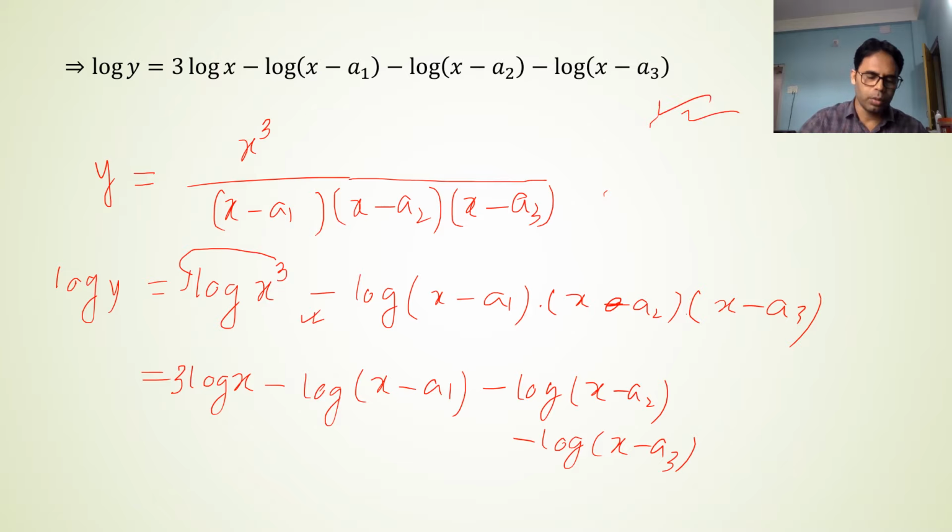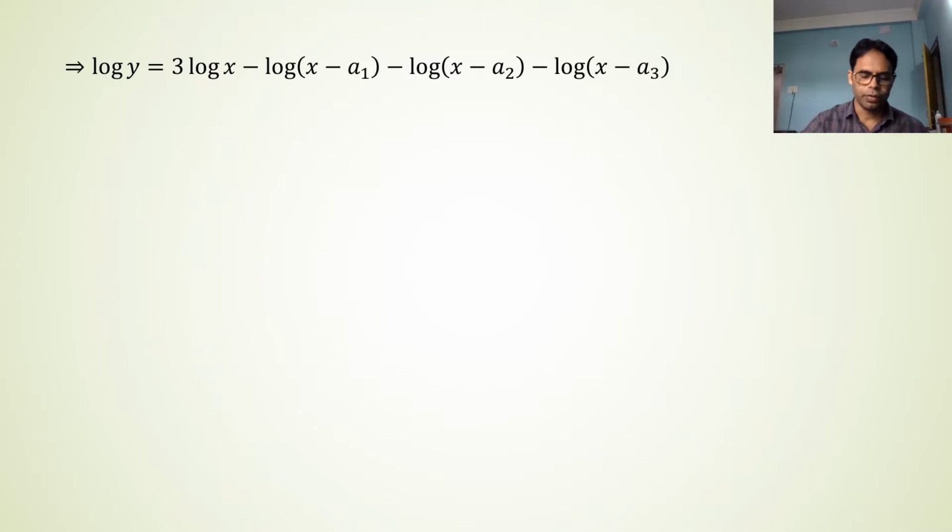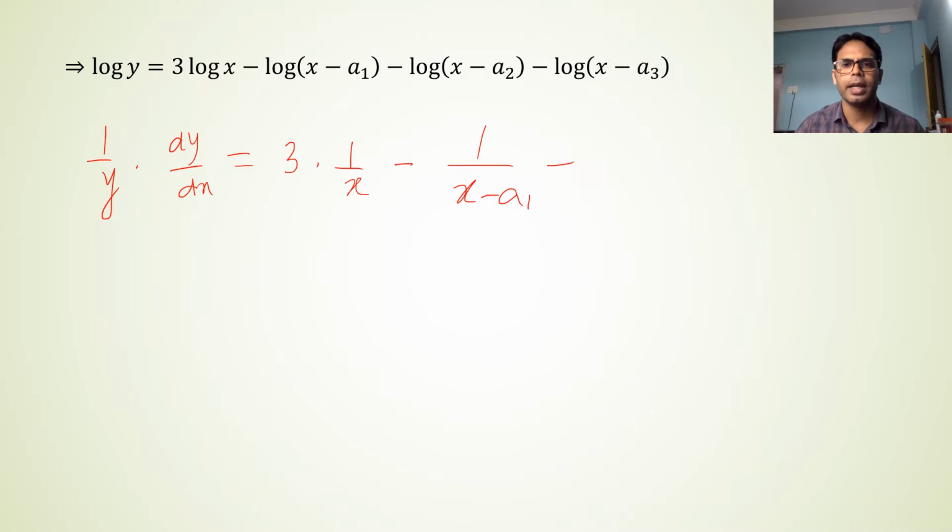Okay, so now you take the differentiation of the function with respect to x. So it is very simple. After taking differentiation, log y will convert to 1 by y, and for y you write dy by dx. On the right hand side, 3 remains the same. Differentiation of log x is simply 1 by x, minus differentiation of log of x minus a1 is 1 by x minus a1, and in a similar way it is 1 by x minus a2, and finally this is 1 by x minus a3 only.